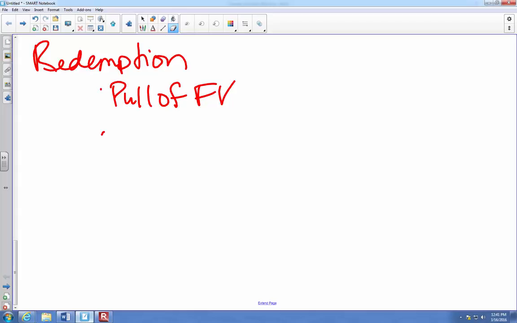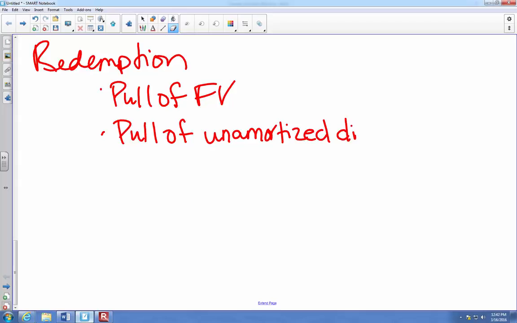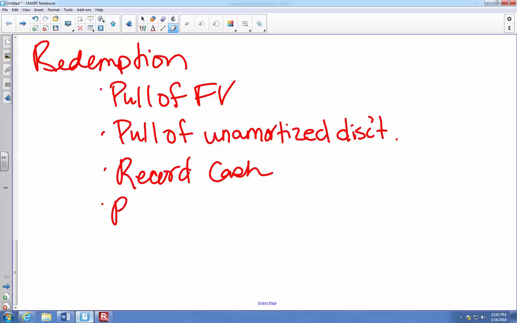Secondly, you can't leave discount floating out there. So if you're pulling face value off, you've got to pull off the discount that's associated with that. So are you going to debit or credit discount? Am I going to debit it or credit it? Third, record the cash, right, because I'm paying money for them. And lastly, the plug figure, in other words, what do I do to fill in the blank, is gain or loss on redemption of bonds.